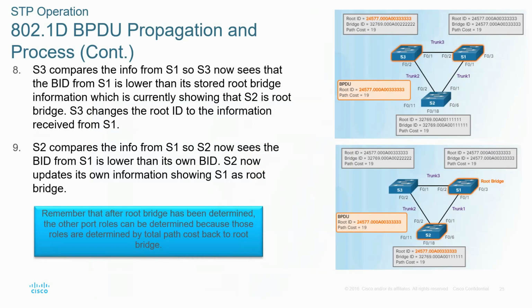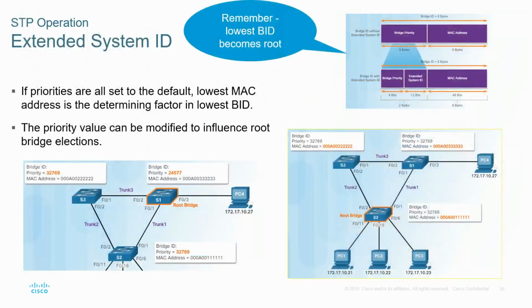Now, S2 and S3 will also send BPDUs to each other, and so they will know what their bridge IDs are, and they will know that S2 has the lower bridge ID, and so F02 on S2 will become the designated port, and now S3 will know that it should put F02 in the blocked state, and so it will do that. Okay.